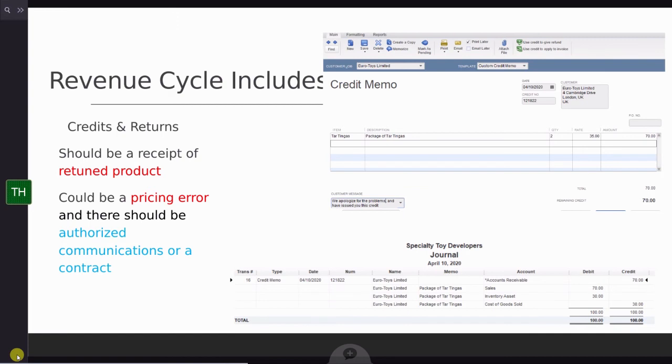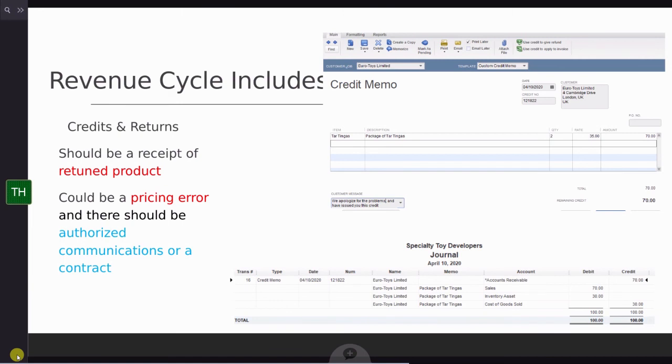These are things as an auditor you would follow through on: the checks that were issued for refunds or these credit memos, making sure they have the proper authorization. Another area that I wanted to discuss, though, is pricing errors. Sometimes the credit memo has nothing to do with product, but more so that we overcharged the customer or there was something wrong with the price. So we'll issue a credit memo related to that. Again, there should be some authorized communications. As an auditor, you should be able to see that.